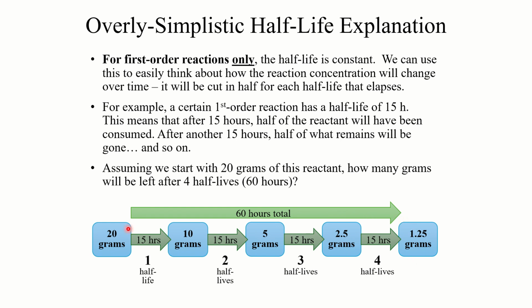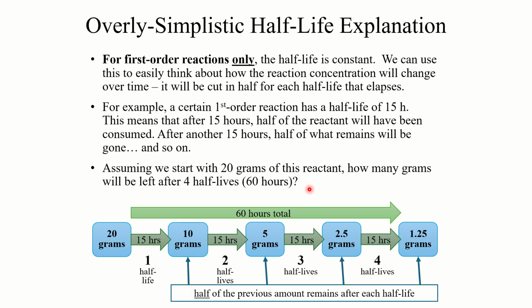So see, we divide by half each time. 20 to 10 to 5 to 2.5 to 1.25. And so the answer here would be 1.25 grams remain after 4 half-lives. So again, this is the overly simplistic half-life explanation, and this applies to first order reactions. Zero and second order are a little more complicated.